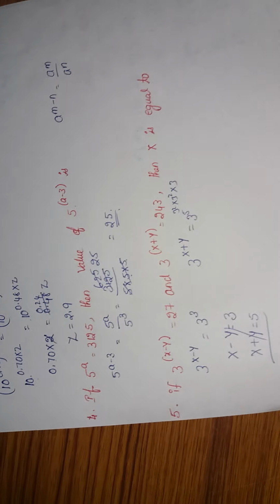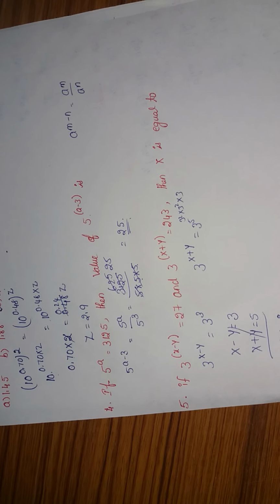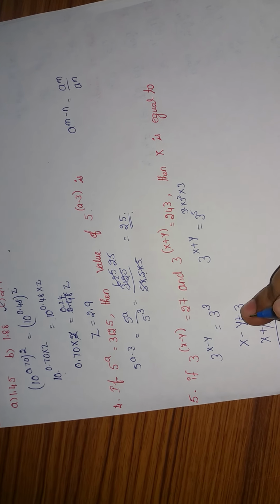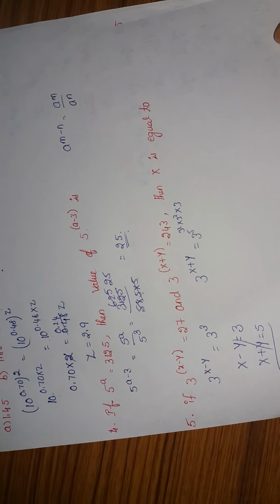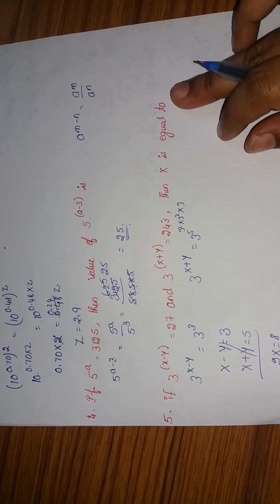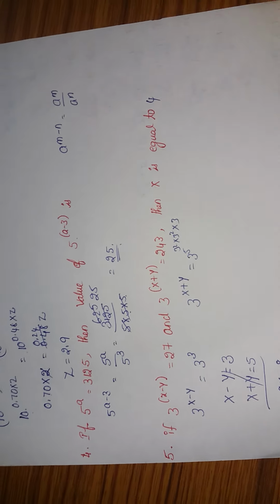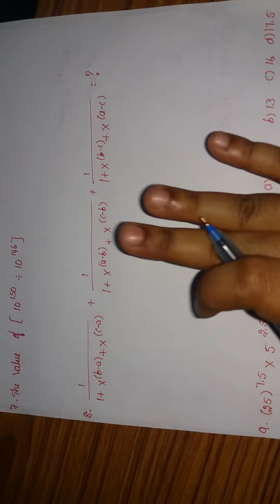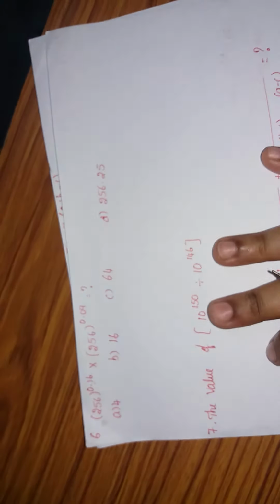So y gets cancelled. Here 2x is equals to 8 and x is equals to 4. When x is equals to 4, what is the y value? Y value is 1. In the problem, we have to find only the x value. So, the value of x is 4. That's the answer for this question. And another question. Next.